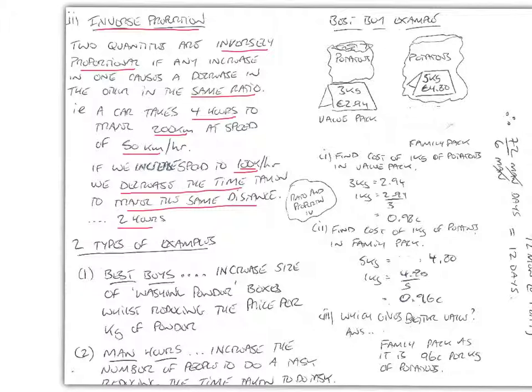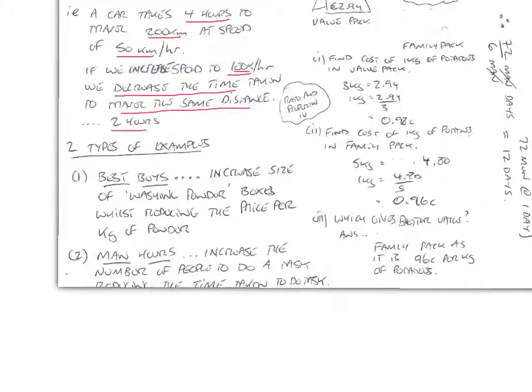So if you increase the speed, you decrease the time, or if you're going to take longer to get there, then you're increasing the time, you're going to decrease the speed, inversely proportional. And when we consider inverse proportion, there's two types of problems that we'll look at. The first, we call them best buys. So if we increase the size of the washing powder boxes, which makes them more expensive, but often it's reducing the actual price per kilogram of powder in the box. So the bigger box you buy, you're generally getting your washing powder for less per kilogram.